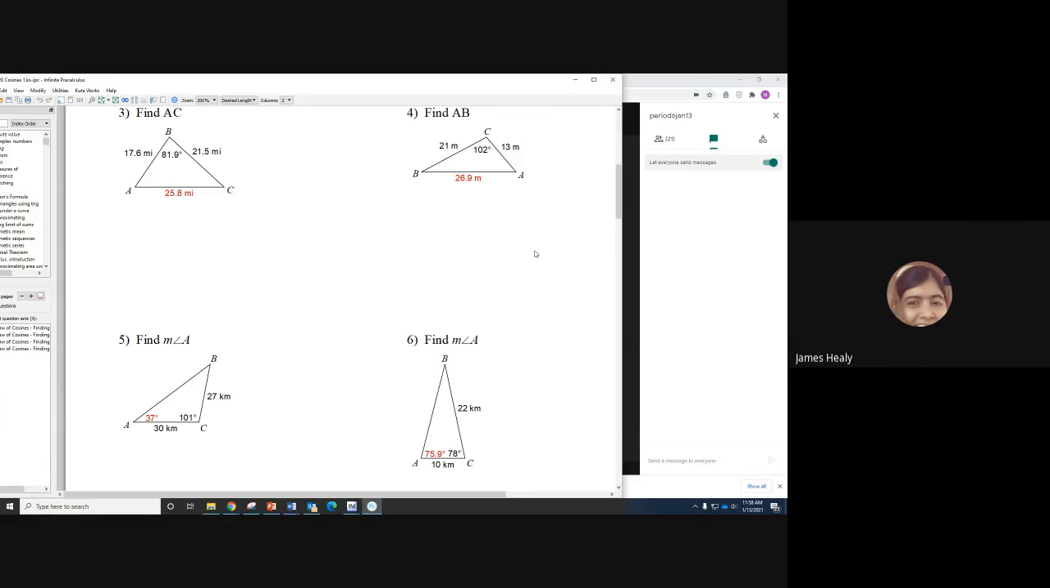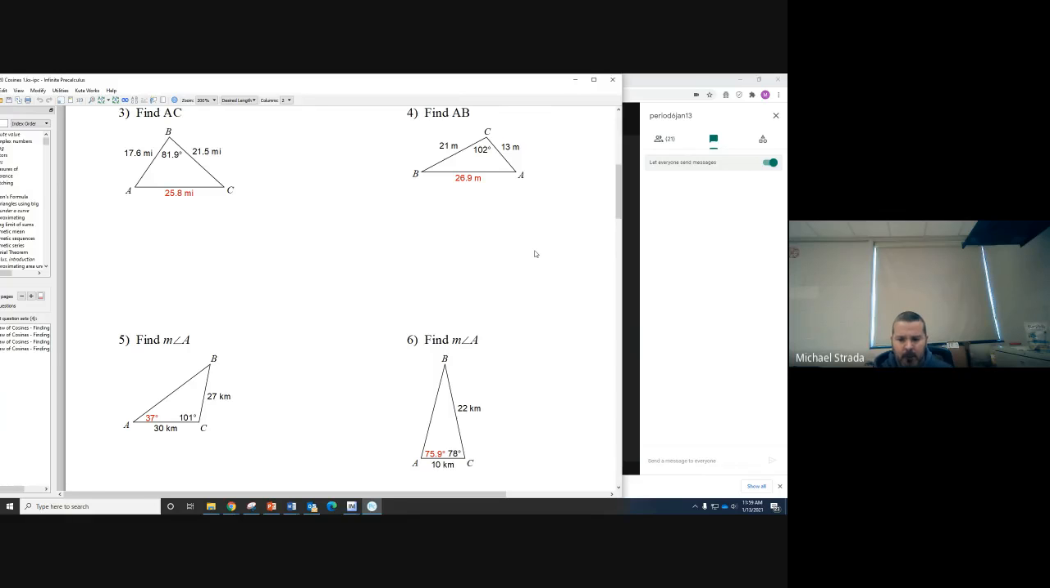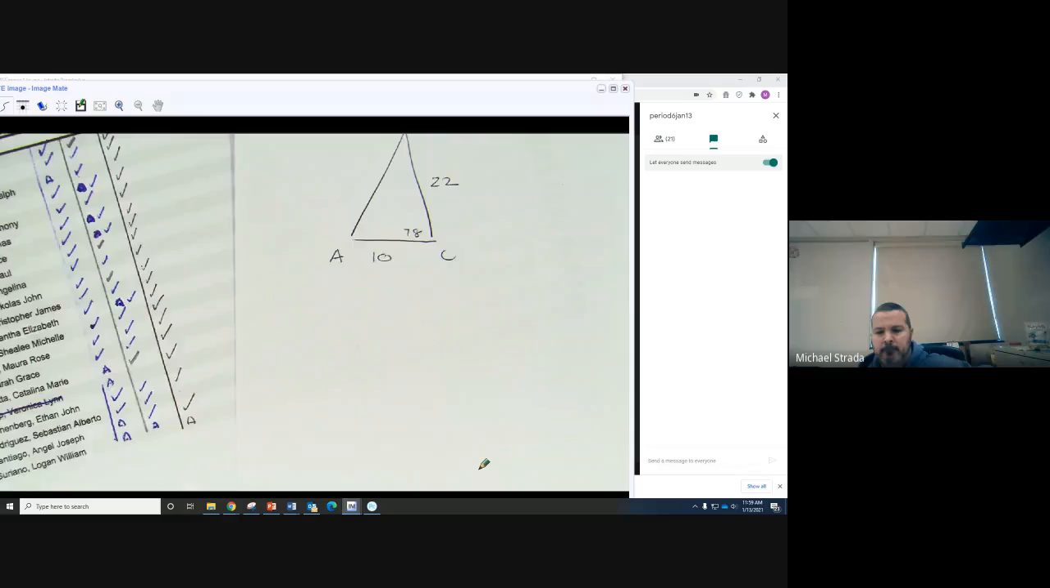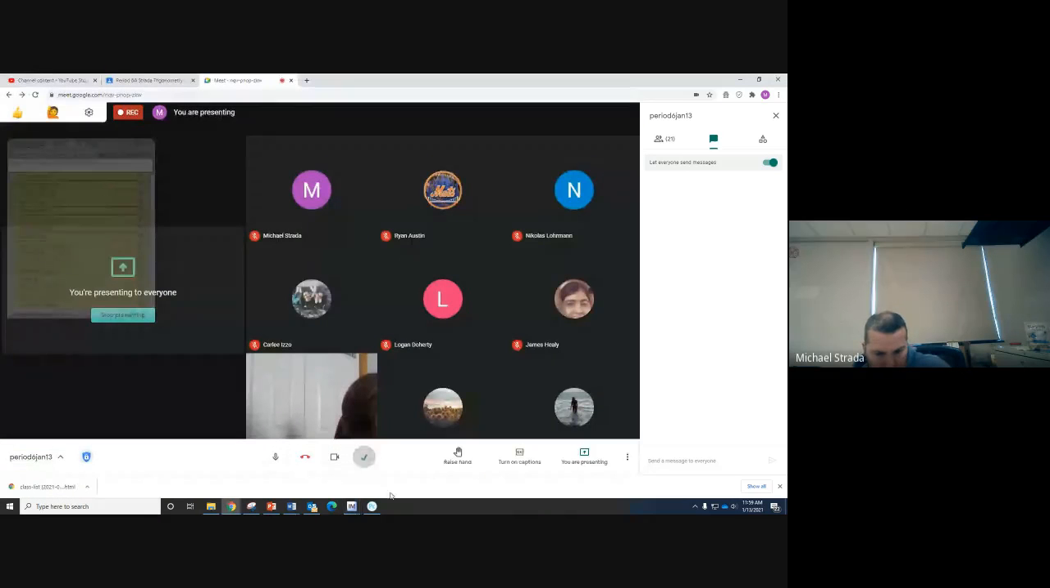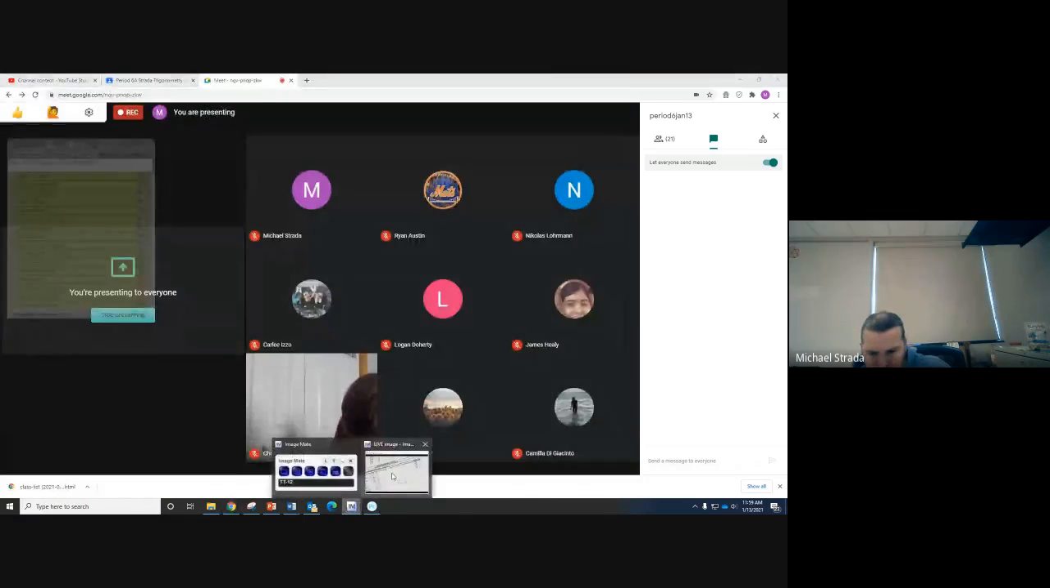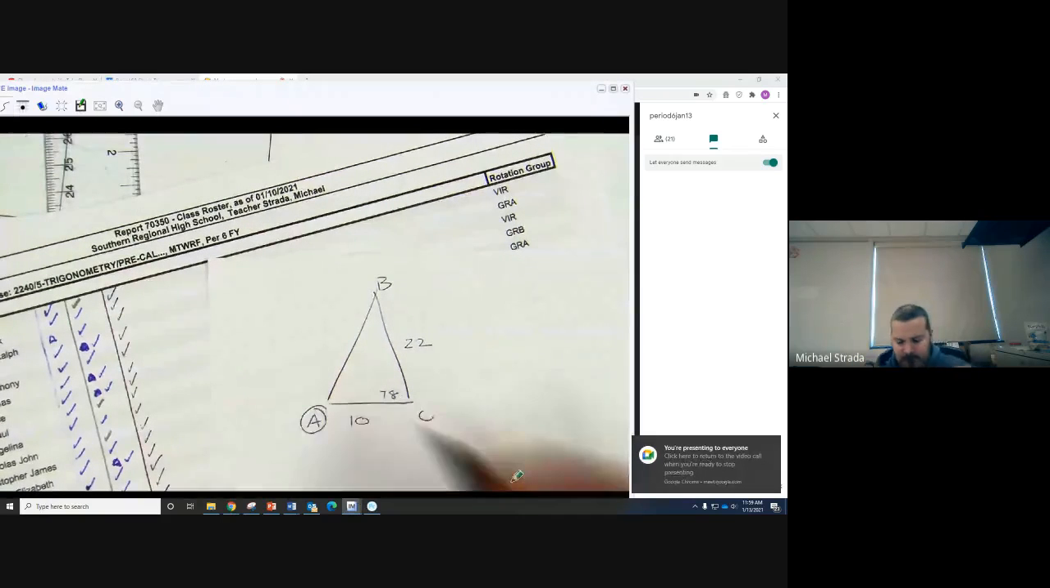Can you do number 6? Absolutely. Okay, so let me sketch it out. 22, 78, 10. This is A, C, and B. All right. So we are trying to find the measure of angle A.